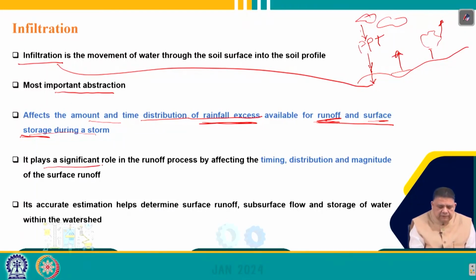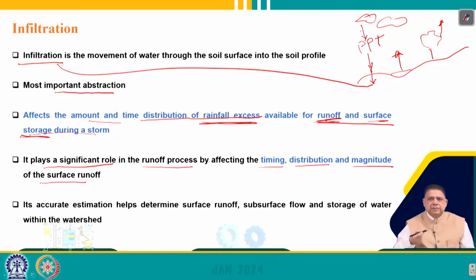Infiltration plays a significant role in the runoff process by affecting the timing, distribution and magnitude of surface runoff. Just now we discussed that once precipitation satisfies the infiltration capacity, only then does overland flow or surface runoff start, and of course, the timing will be affected. There will also be an effect on distribution, because the infiltration capacity of the soil along the path will keep on changing, and as it changes, it will affect the runoff magnitude as well as its distribution.